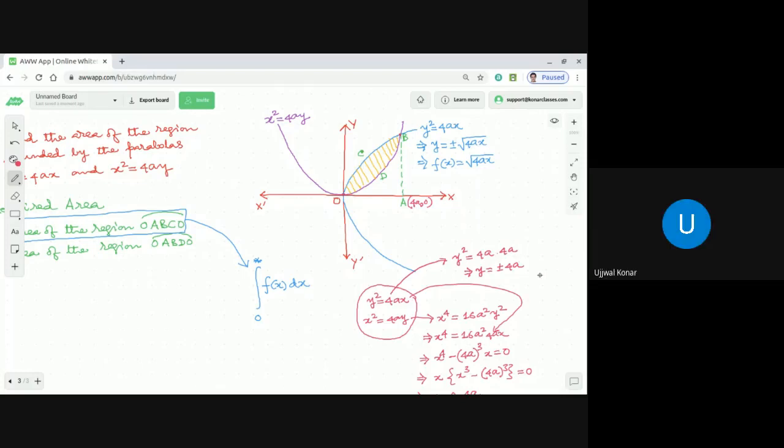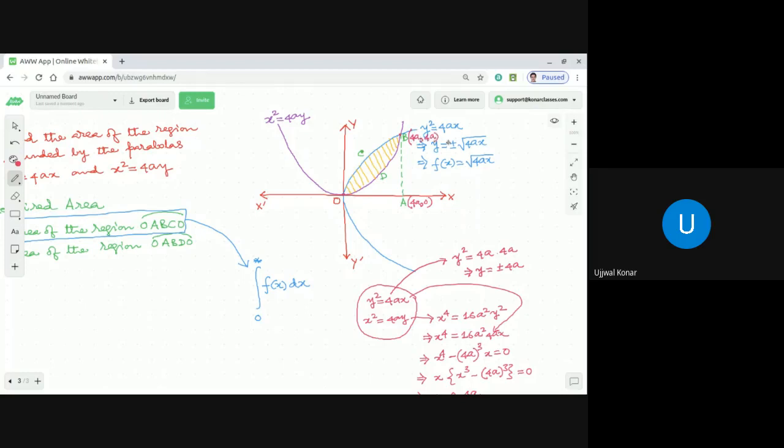Yes. They are not clear. But we will only consider the 4a. Why? Because we are considering the region above the x-axis. Clear or not clear? Yes. So then we get the coordinate of the point B as (4a, 4a).